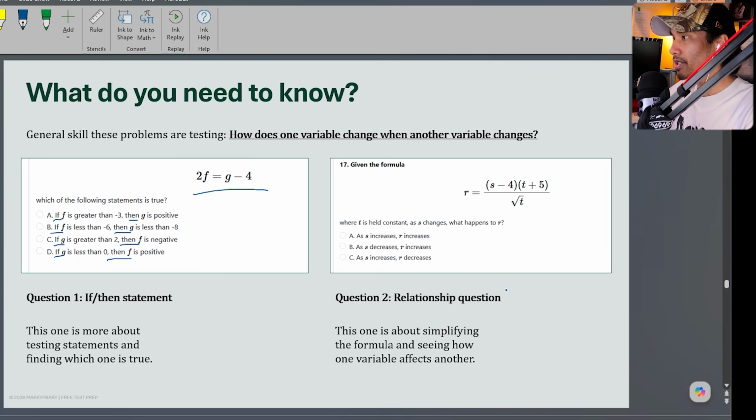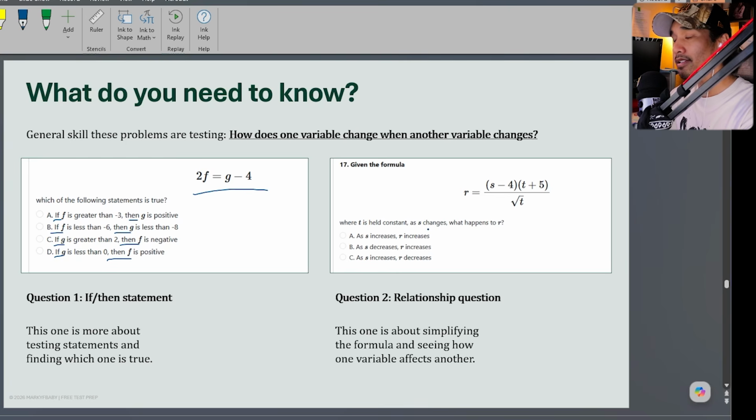And then you have this one right here. You have this equation here. And it asks where t is held constant, and constant just means we pick a number and just leave it alone, and then solve the equation. And then it says here, as s changes, what happens to r?